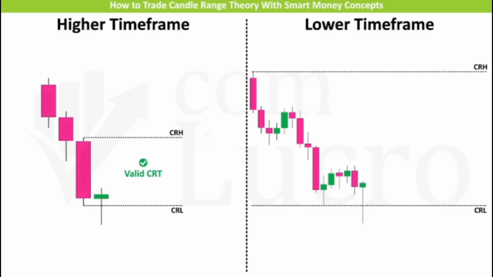Once price reaches a 1-to-1 risk-to-reward ratio, consider taking partial profits. At the same time, move the stop loss to break even. This immediately makes the remaining position risk-free. Even if the market reverses afterward, your capital remains protected.